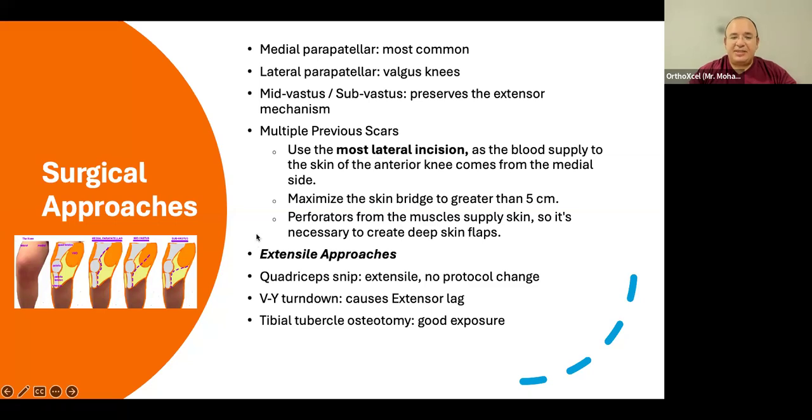Others go for big expansile approaches, so you may go for quadriceps snipping. When you open the quadriceps itself, the problem is it's very expansile, but it weakens the quadriceps and carries the risk of muscle hernia and adhesions. You can do a VY turn down, or even an osteotomy of the tibial tubercle, so you get the anterior structures of the knee, the soft tissue, completely off, and have a good access to your knee to do the total knee replacement. Again, I don't have a clear figure, but 90-something percent of the approaches done for total knees all over the world nowadays is a medial parapatellar approach.